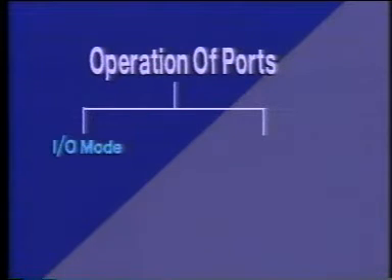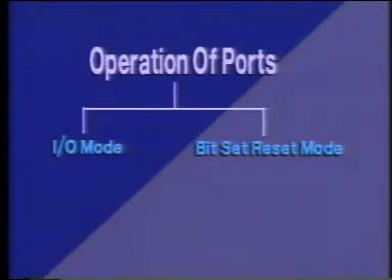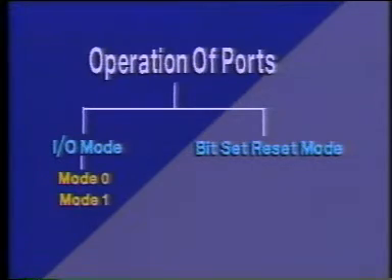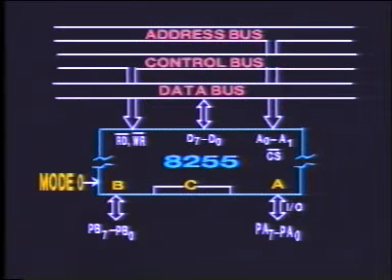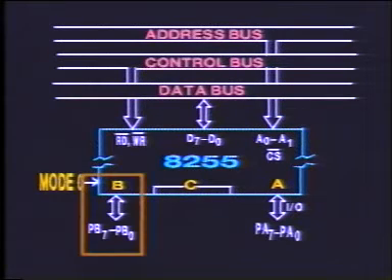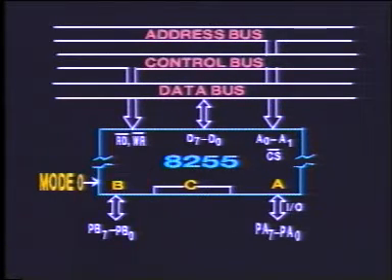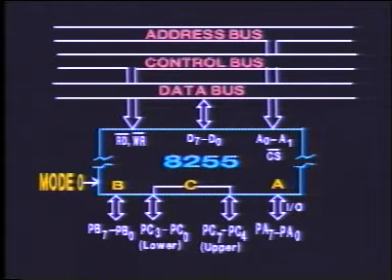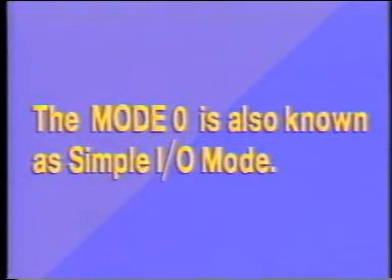The operation of the ports can be classified into two broad groups, the I/O mode and the bit set reset mode. Under I/O mode, the device offers three specific modes: mode 0, mode 1 and mode 2. Under mode 0, the port A can be set as either input or output port. In the same way, the port B can also be set for input or output operation. However, there is a flexibility in port C. It can be divided into two 4-bit ports, the C lower and the C upper. Each of them can be set independently for input or output operation. The mode 0 is also known as simple I/O mode.